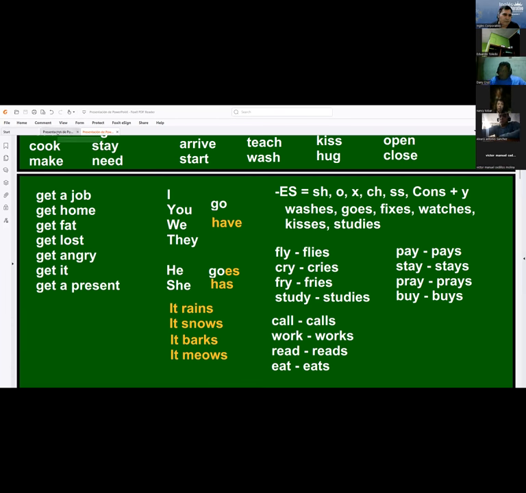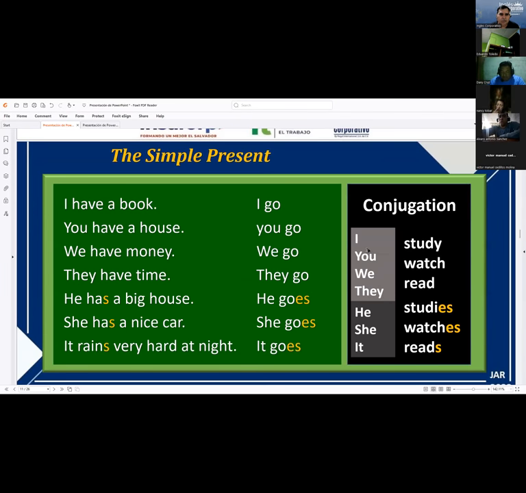Okay, you have the picture. Let's continue. Check the simple present. Have. I, you, we, they have. But he, she, it has. So we have only have or has. So I have a book. You have a house. We have money. They have time. He has a big house. She has a nice car. It rains very hard at night. Yes, Victor, it's true.